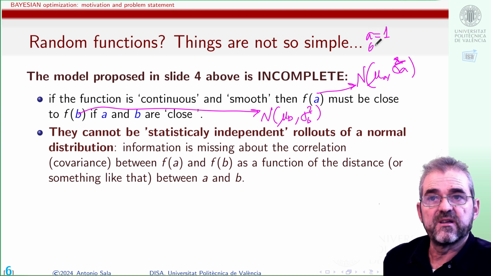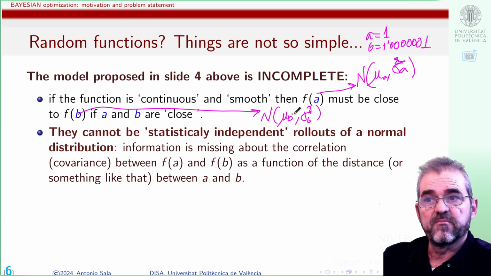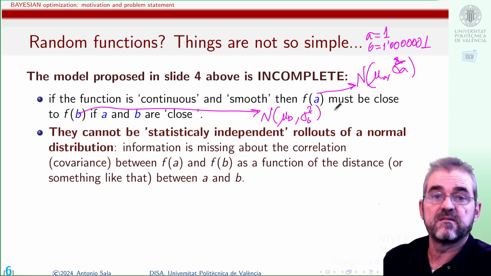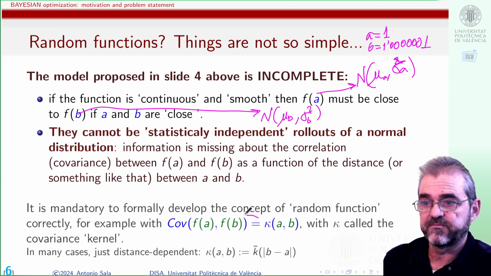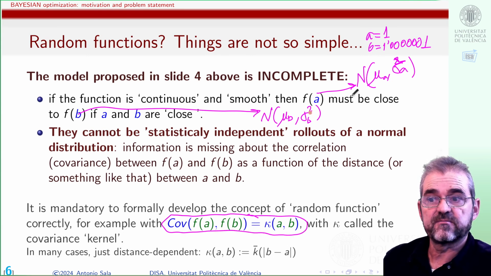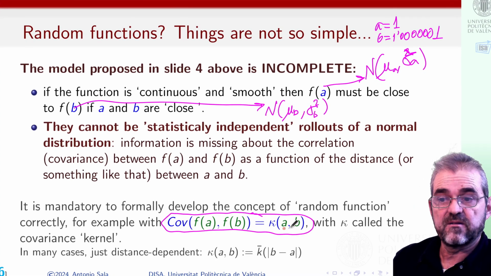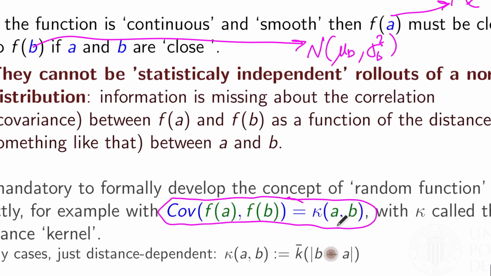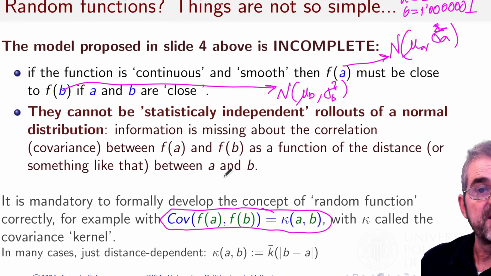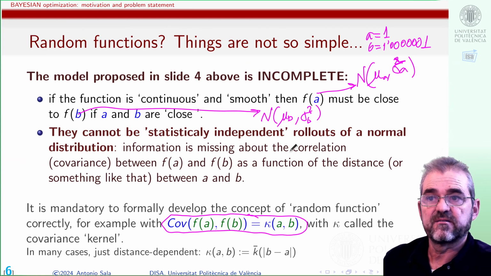So if A is 1 and B is 1.000001, means must be practically coincident, variance must be practically coincident, and also correlation must be 0.9999999 or larger. So that is the missing bit in my description. It is mandatory to develop the concept of random function with what we'll call a covariance kernel, saying that the covariance between these two random variables is a function of the points, and in many cases it's just a function of the distance between the points, in order to formally encode this continuity into the statistical framework. If distance tends to 0, covariance must equal variance, so correlation is 1. And correlation will only be allowed to decrease if distance increases, sort of.